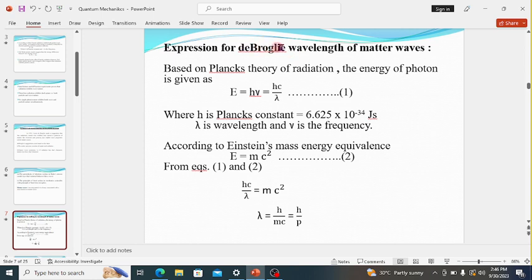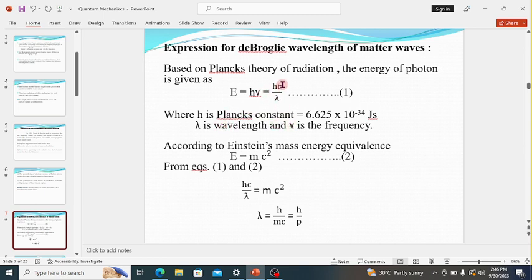So de Broglie has calculated the wavelength for a moving particle. How to calculate this? See here, based on Planck's theory of radiation, what is the energy of the photon? E is equal to h nu. h means Planck's constant, its value is 6.625 into 10 power minus 34 joule second. Nu is called the frequency.